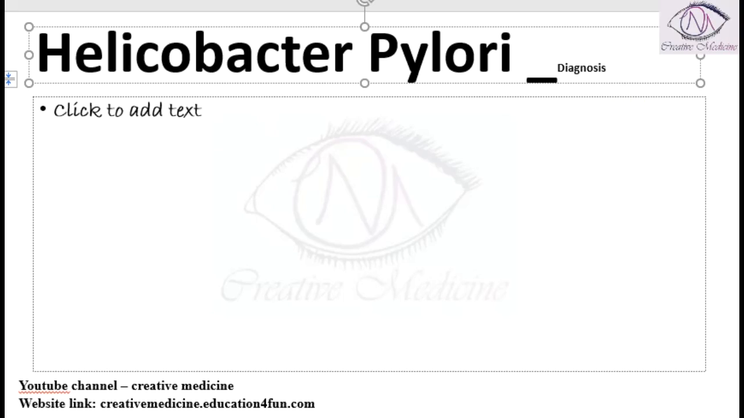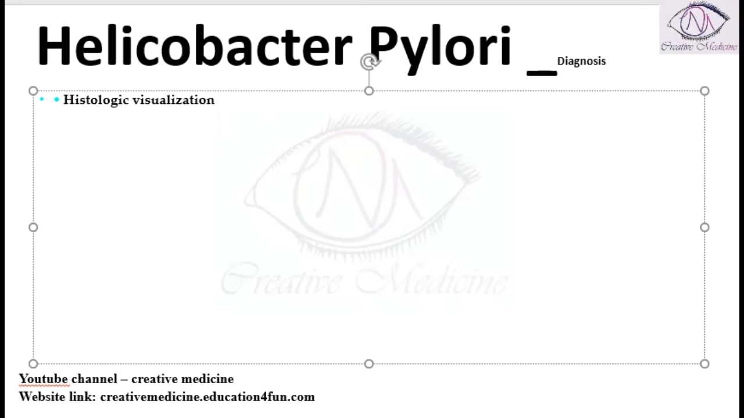Histological visualization of Helicobacter pylori bacteria is the gold standard diagnostic test for diagnosis of H pylori infection. Then how are you going to visualize it? There are some special stains by which we can visualize the H pylori organism.